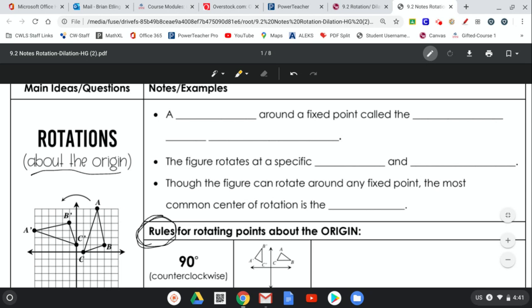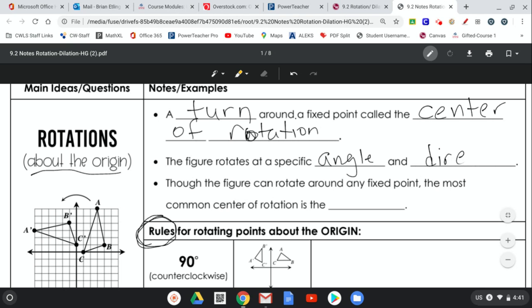So the first thing is a rotation is just a turn. All right, so we're just turning the figure around a fixed point called the center of rotation. Just some vocab here. Not too crazy difficult though. Rotation. Awesome. All right, so a figure rotates at a specific angle and direction, okay? Angle and direction.